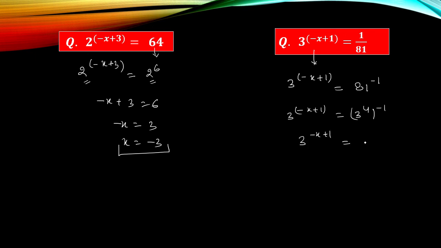In RHS we are finding the result is 3 raised by minus 4 by applying the law here. Now our task is completed now. Bases on both the sides are equal, so we can compare the indices right now. So minus x plus 1 must be equal to minus 4. So we can say minus x is equal to minus 5. So we can say x is equal to 5 is the solution of the equation.